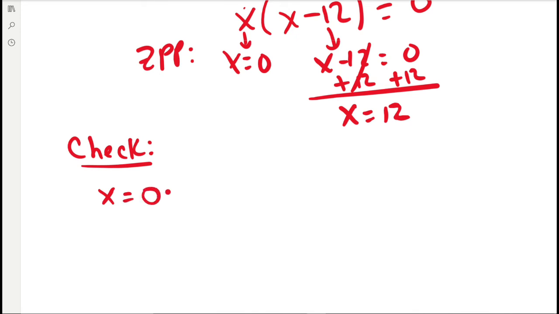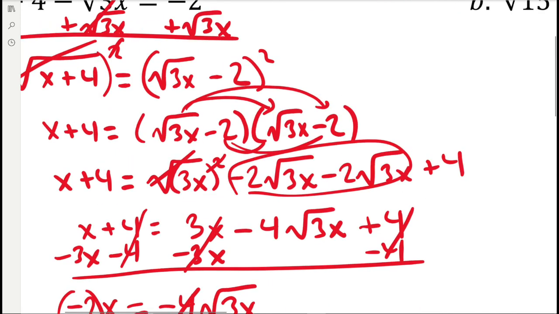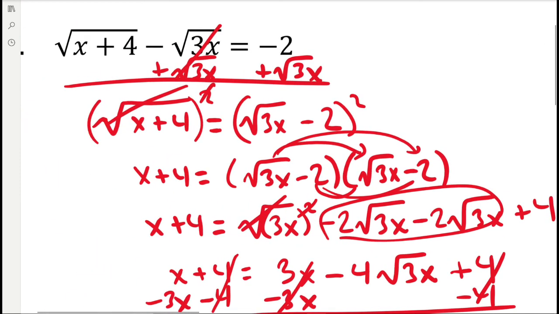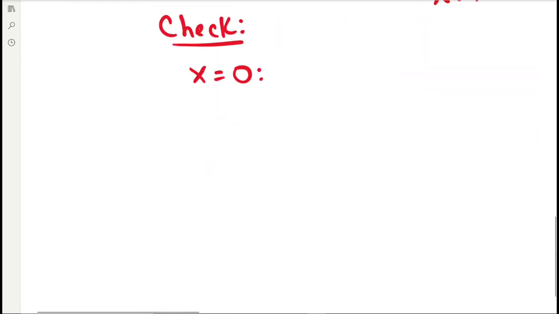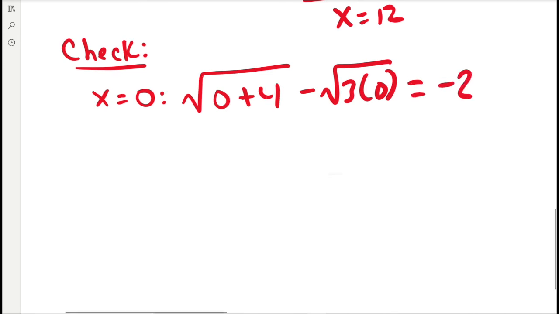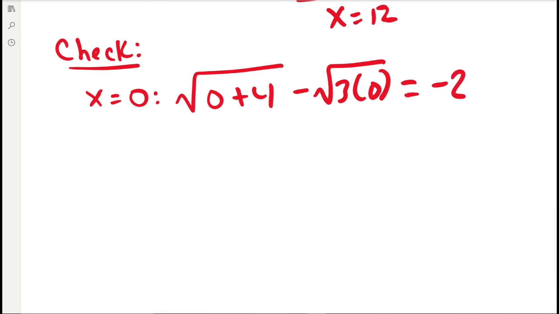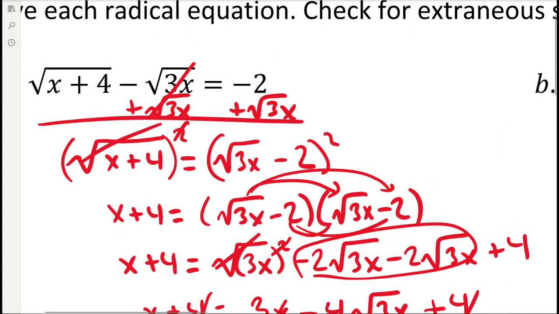So let's check x equals 0 first. The original equation is square root of x plus 4 minus square root of 3x equals negative 2. So square root of 0 plus 4 minus square root of 3x equals negative 2. And I go ahead and double check, make sure that everything's okay. All right.